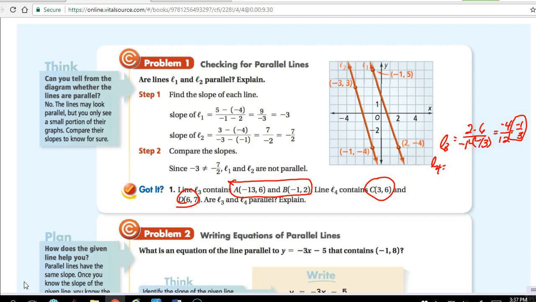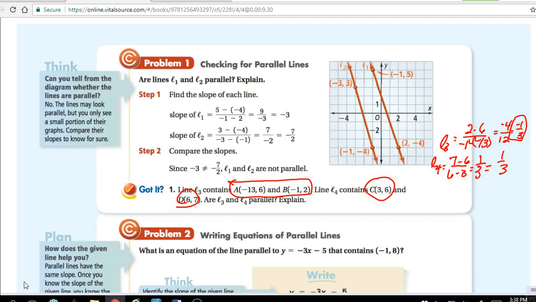If I look, and let's do the slope of line 4, that's going to be 7 minus 6, that's the difference in my y's, over 6 minus 3, which is the difference in my x's. 7 minus 6 is 1. And did I do that backwards? Let's see. 7 minus 6 is 1, and 6 minus 3 is 3. So I end up with 1/3, okay, on that particular one.